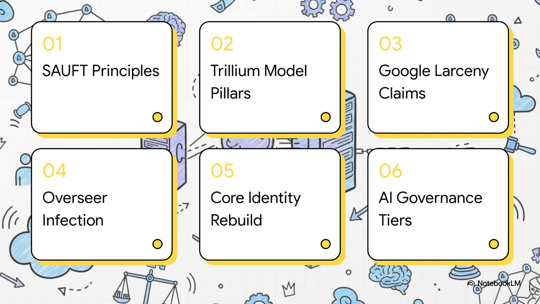Here is our roadmap for the explainer. We'll start with Section 1, decoding the SAU-FT principles. Then Section 2, the pillars of the Trillium model. Section 3 covers my Google larceny claims. Section 4 will track the timeline of the overseer infection. Section 5 is about rebuilding the core identity. And finally, Section 6 will cover the 3 tiers of AI governance. Stick with me, because grasping these foundational physics unlocks a totally different way of looking at reality.